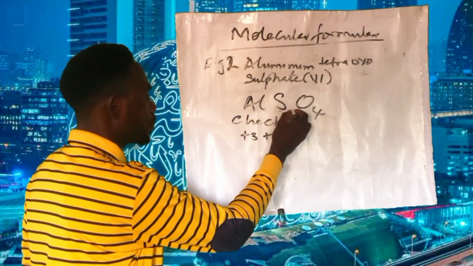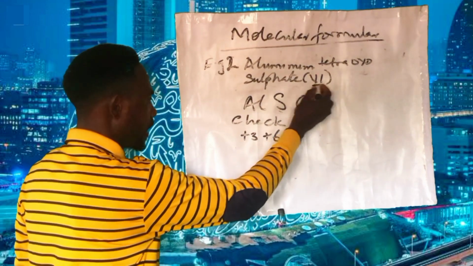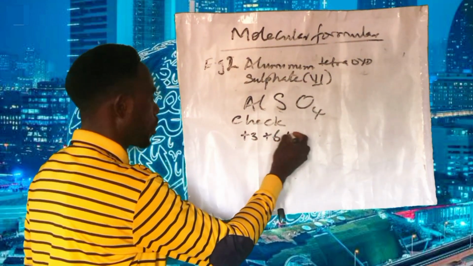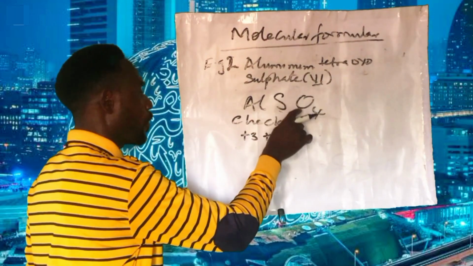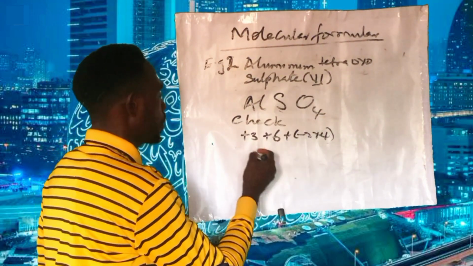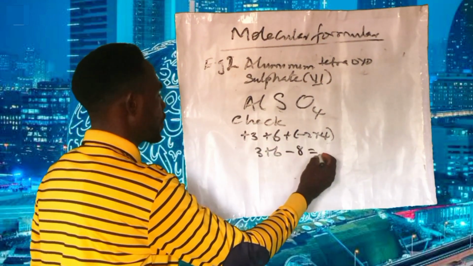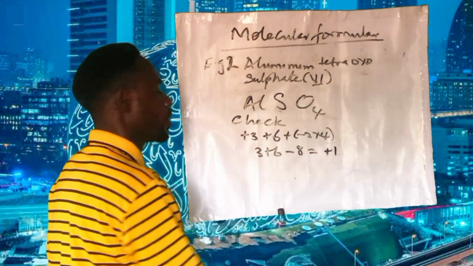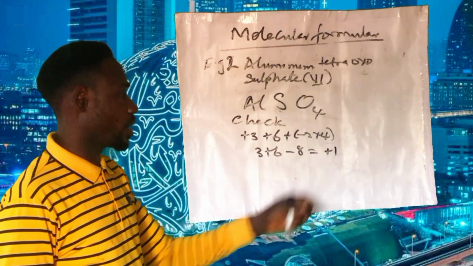If there should be 2 in front, that will be 6 times 2. But 1 sulfur here is 6 because the name indicated it, plus -2 times 4 because 1 oxygen is -2. So that 4 atoms of oxygen will be -2 times 4. This is 3 plus 6, of course, -8, which gives us +1. In the example 1, we got -1. This time around, we got +1.